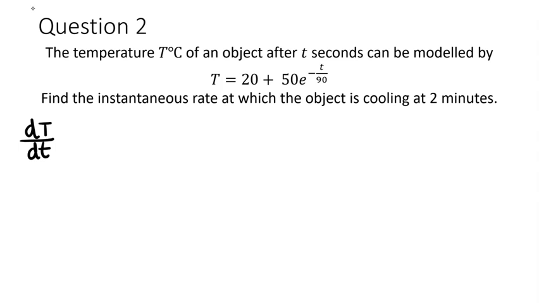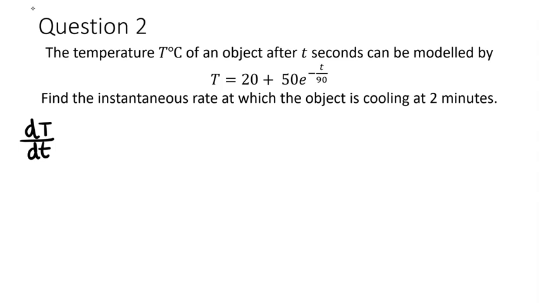So when you differentiate the 20, that is going to just be 0. When it comes to differentiating e to the power of something, well, if it's just a t here, it's not like t squared or anything like that, what we can do is just simply multiply by the coefficient of minus t over 90.